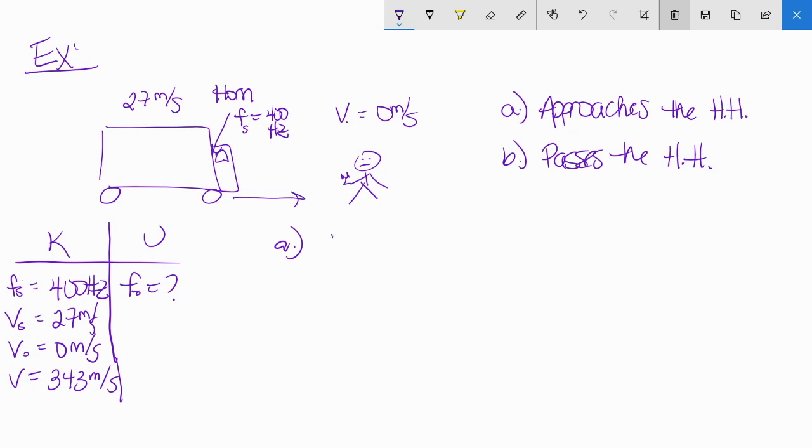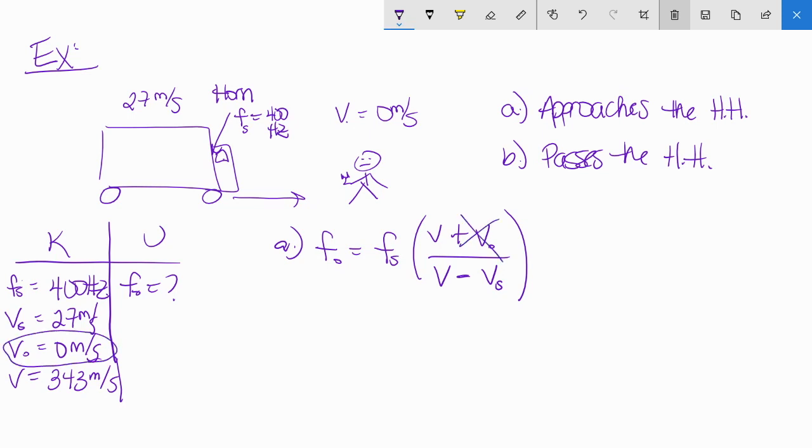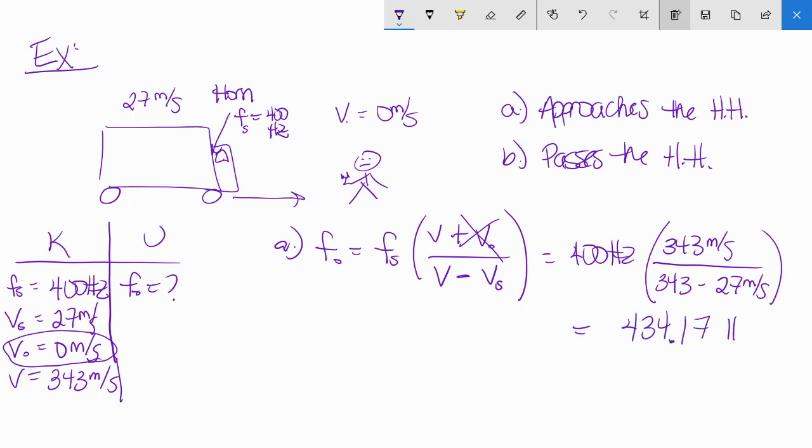So here's my equation again. The frequency of the observer equals Fs, and, whoops, I got these mixed up. Sorry. Okay, as it approaches, I know I want a big numerator and a small denominator. Okay, I also know that the velocity of the observer is 0, so this just goes away. Okay, so I have 400 hertz, 343 meters per second, over 343 minus 27 meters per second. Do the calculation, you should get 434.17 hertz. This makes sense because this number is greater than the actual source, and that's what it should be because it's coming closer, so you hear a higher pitch than what's actually happening.